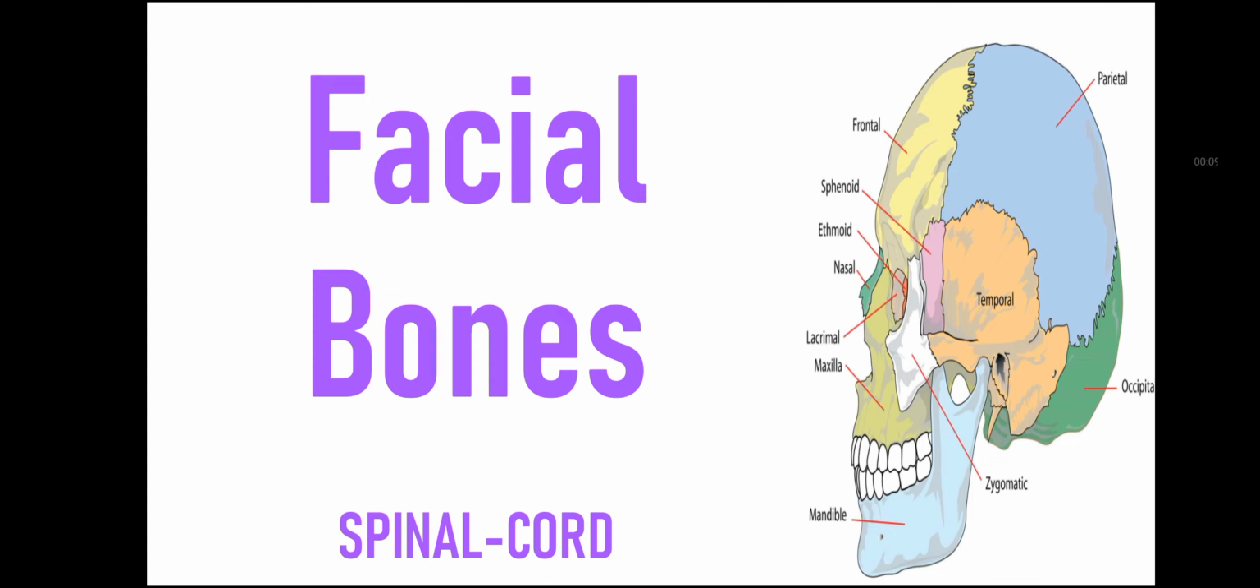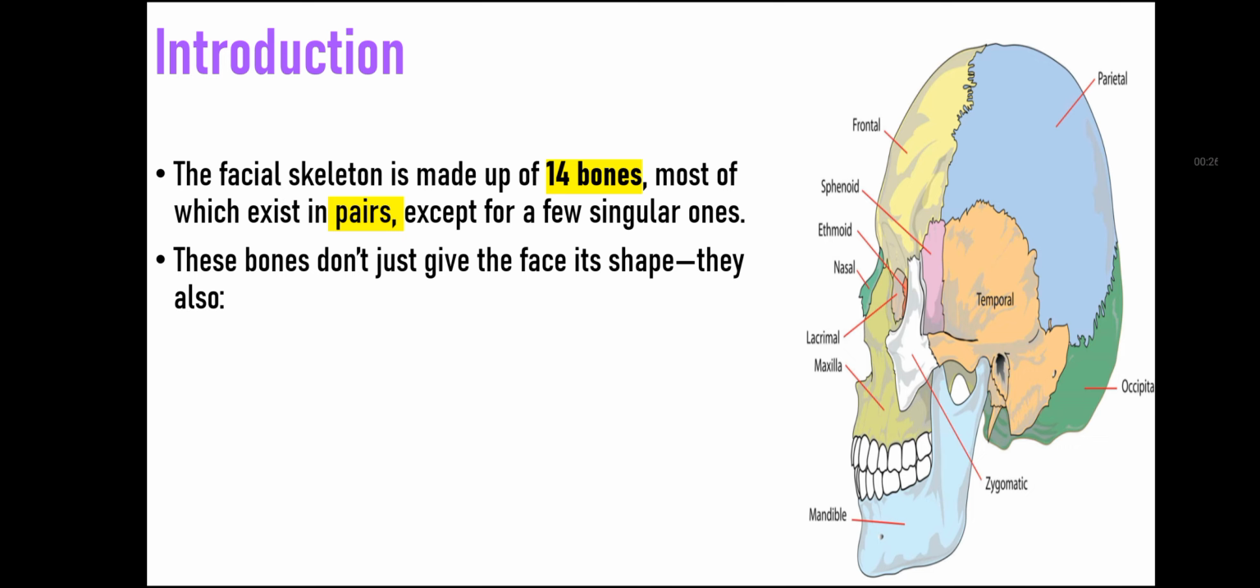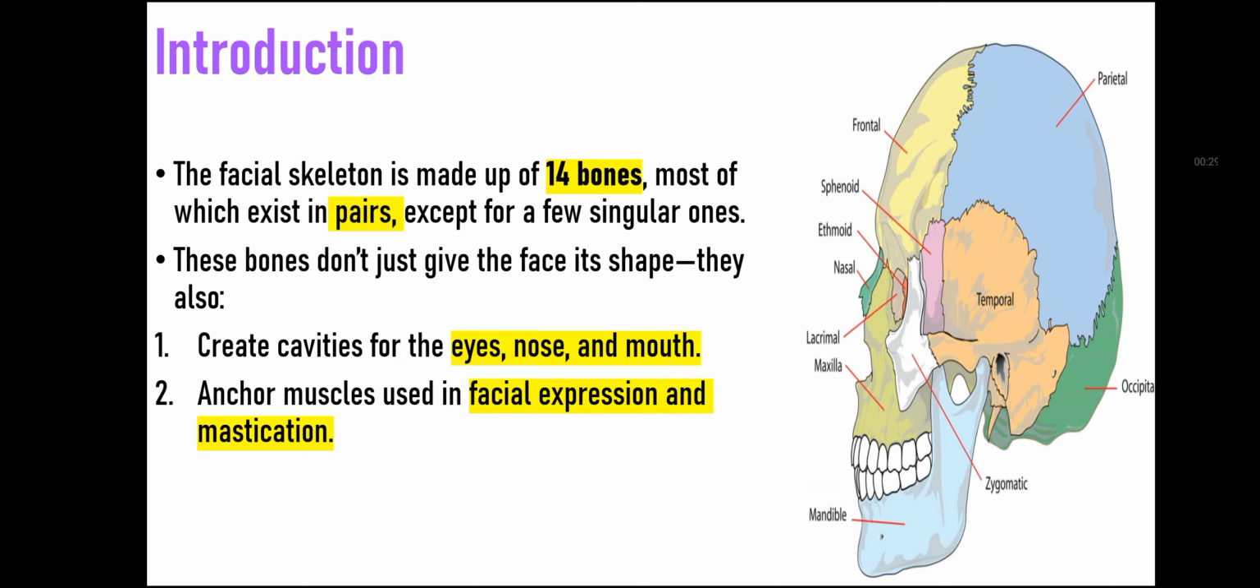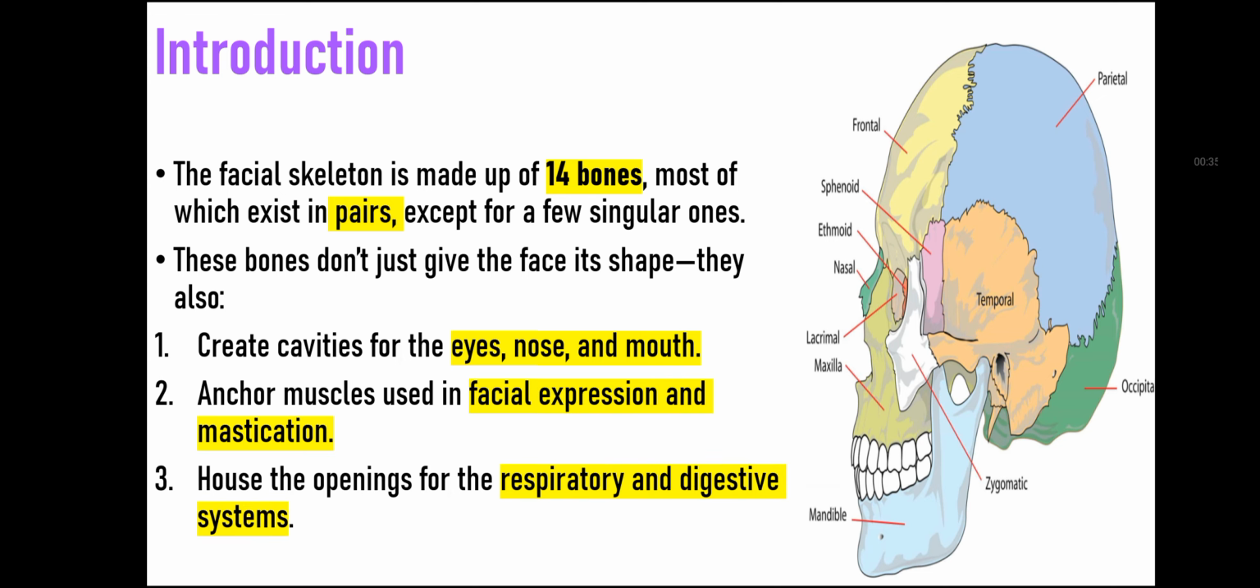Facial skeleton is 14 bones, most of which exist in pairs, except for few singular ones. These bones don't just give the face its shape, they also create cavities for eyes, nose, and mouth. They also anchor muscles used in facial expression and mastication. They also house the opening for the respiratory and digestive system, so you can understand the significance of them.